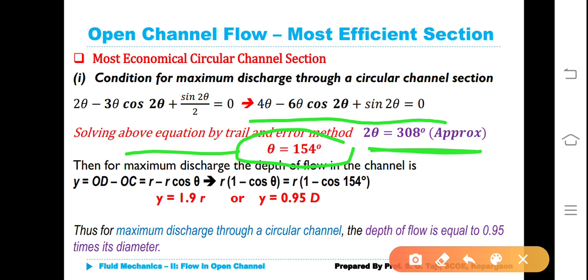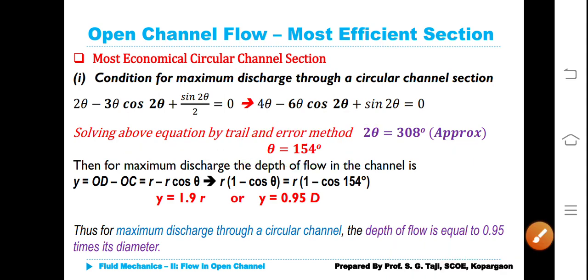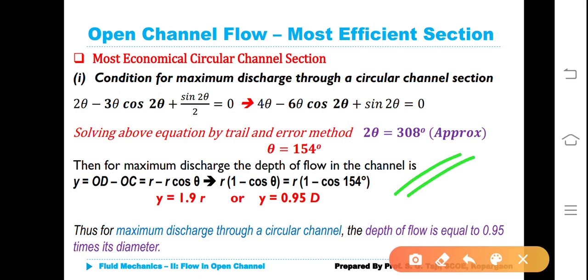Then, for maximum discharge, the depth of flow in the channel is y is equal to OD minus OC, as we have seen in the last slide, r minus r cos theta. That means r into 1 minus cos theta is equal to r multiplied by 1 minus cos of 154. In the previous case, we have substituted another value for theta which we found out. Here 154. Therefore, y, that is depth of flow in the circular channel, must be equal to 1.9 times the radius, or depth of flow must be equal to 0.95 times the d.